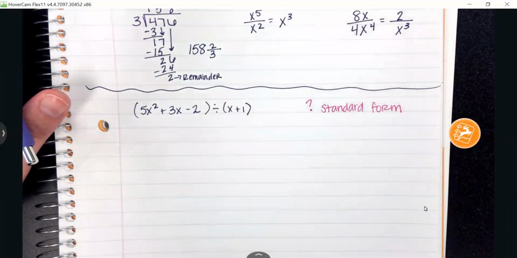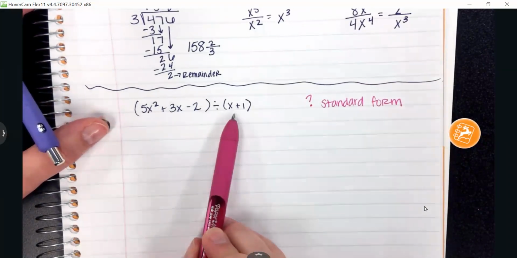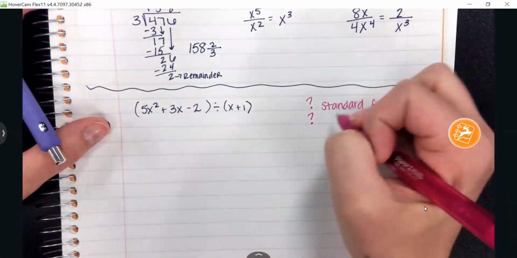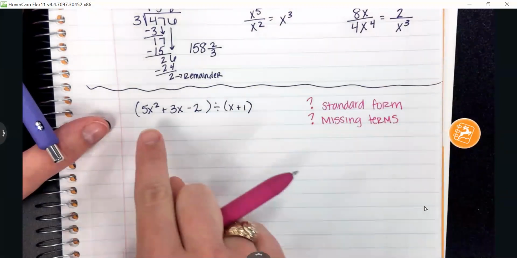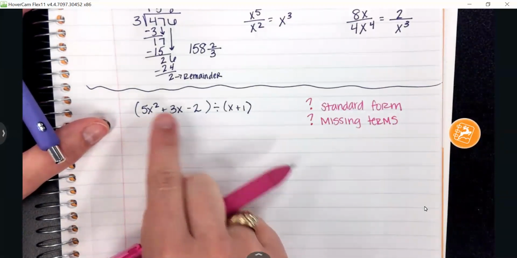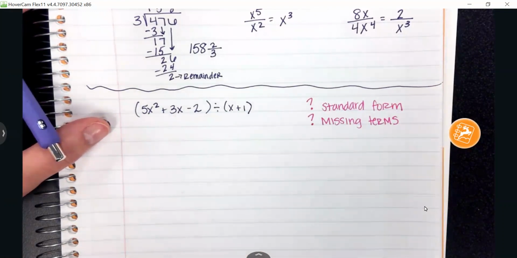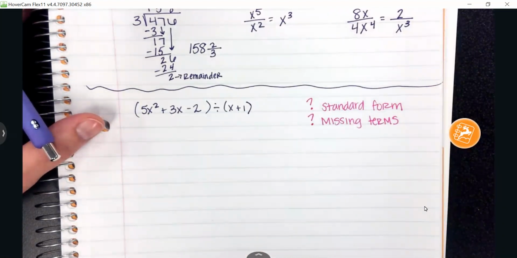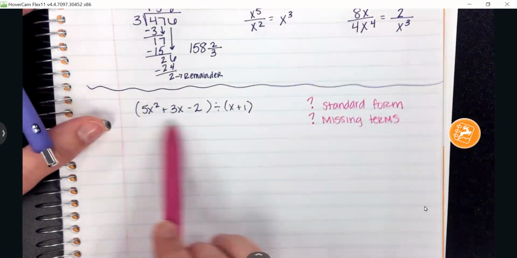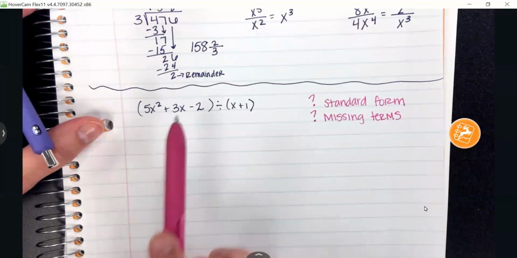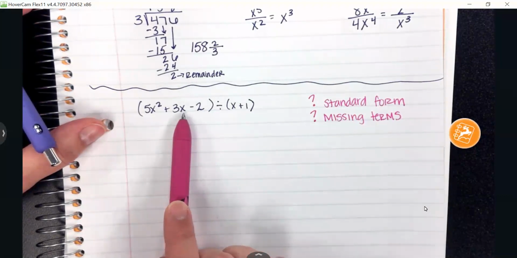What is greatest to least? The exponent. So my exponents have to be biggest to smallest, greatest to least, okay? My second question is, are there any missing terms? What I mean by that is if I start at an x squared, I have to have an x behind it. If I start at x cubed, I have to have an x squared and an x, so nothing can be missing, okay? Is there anything missing? So, is this problem in standard form? Yes. Does it have any missing terms? No, because it started at x squared, and now it has an x, so we are ready to go.